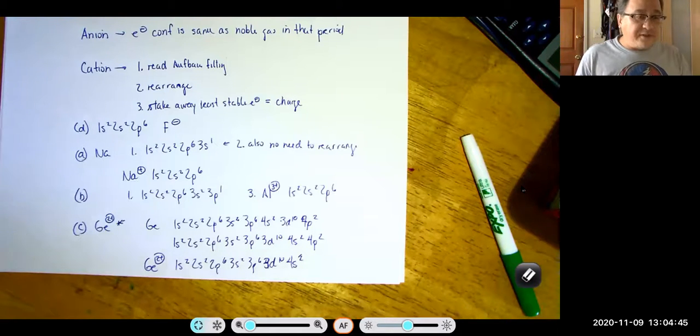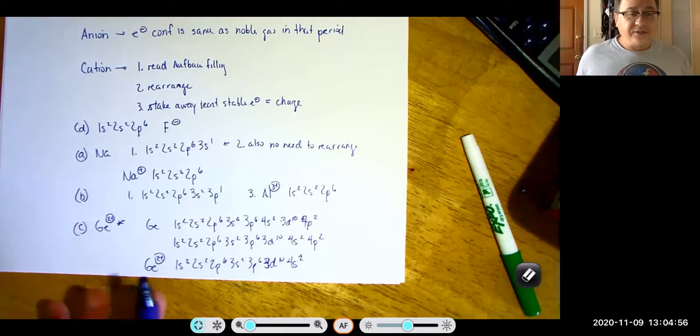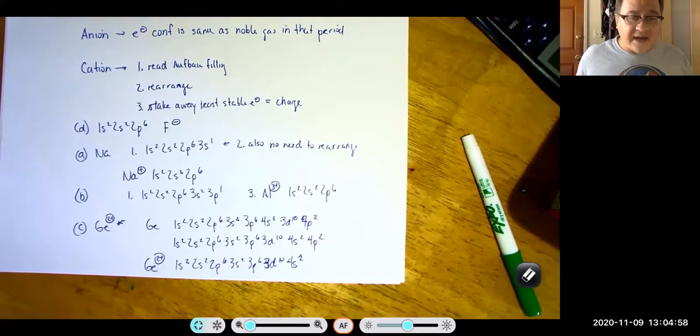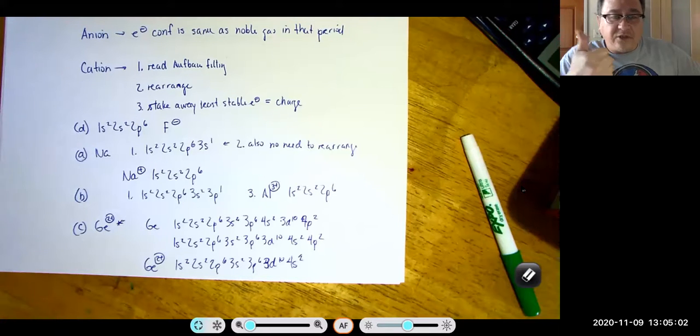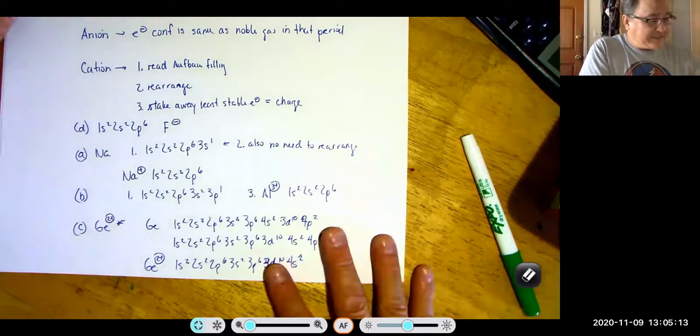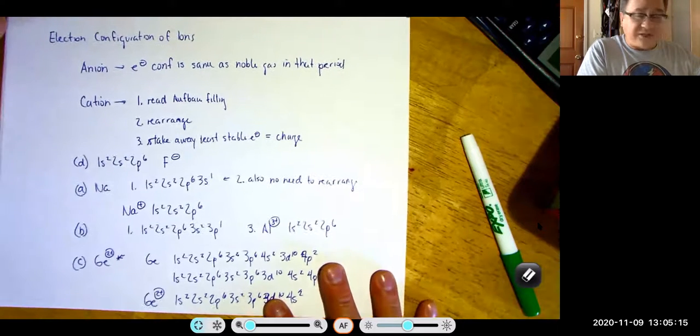So that's why I give you a different set of rules for cations and anions, is that some of the cations end up with a noble gas configuration, but a lot of them do not. So the best way to get every cation is 1, get the neutral atom. 2, rearrange. 3, take away electrons equal to the charge. And there you go. So are we good on that? Getting the electron configuration of ions.